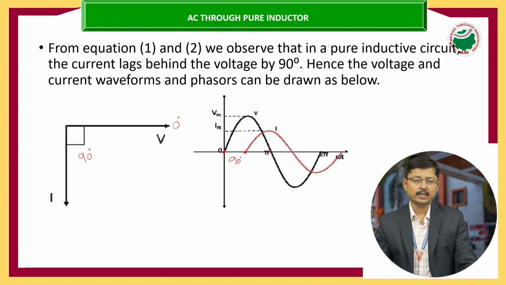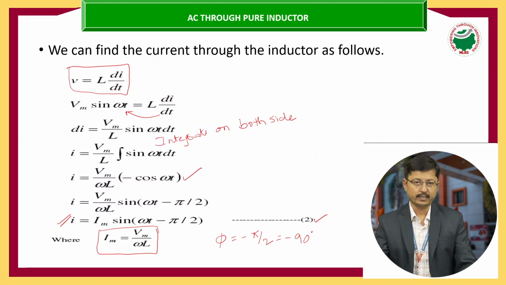So in the original case, if the inductor is not pure, then the phase angle will be different. But in a pure inductor, the current lags the voltage by an angle of 90 degrees. That means once the voltage starts at 0 degrees, after 90 degrees the current will start here. Okay.